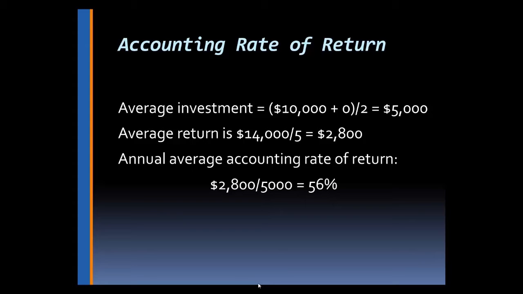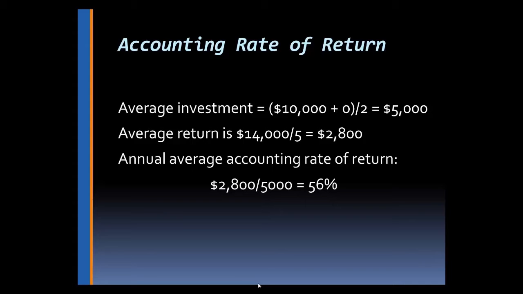Now let's say that we had a residual or a salvage value at the end of year 5 of $2,000. So you have $10,000 plus $2,000 or $12,000 divided by 2 or $6,000.